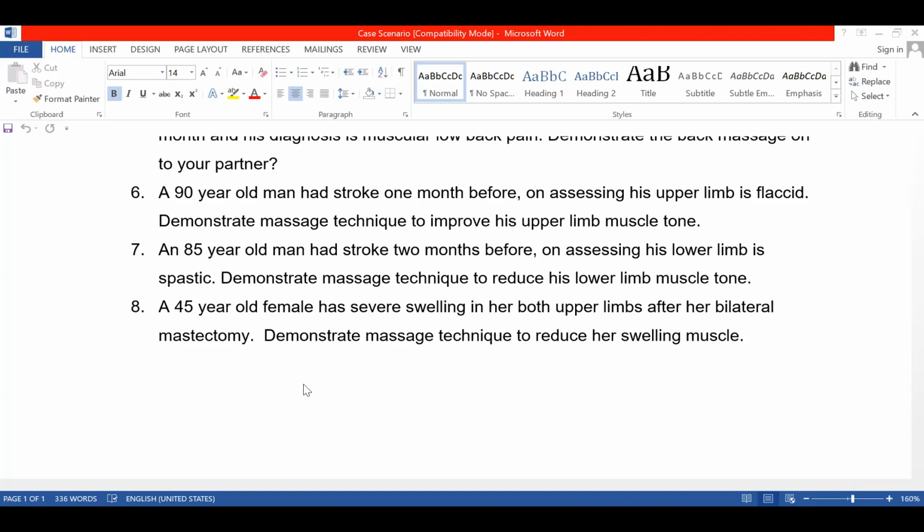Just one point I want to add. Here, mastectomy means removal of the breast because of breast cancer. When they remove the breast, they also remove some of the lymphatic nodes. Because of the damage to the lymphatic nodes, the patient is having swelling in the upper limb. Is that clear?